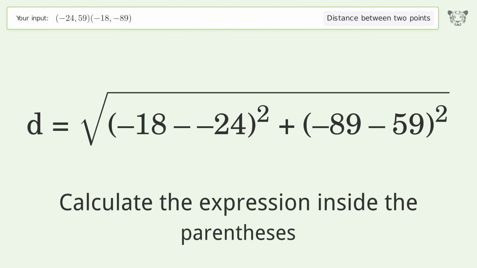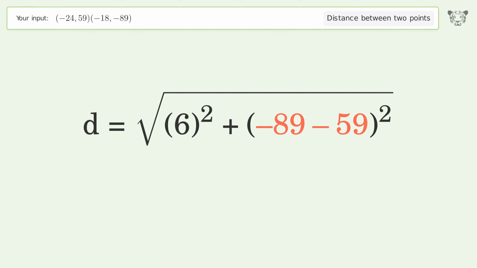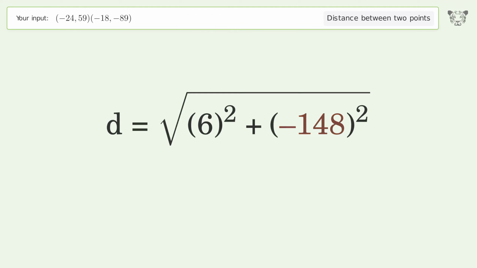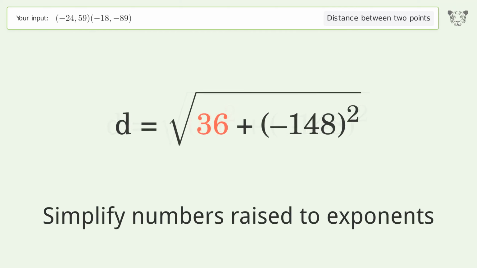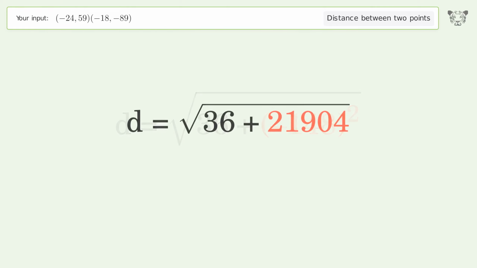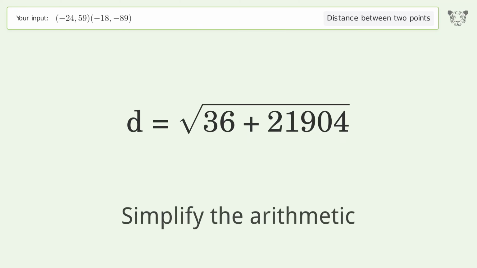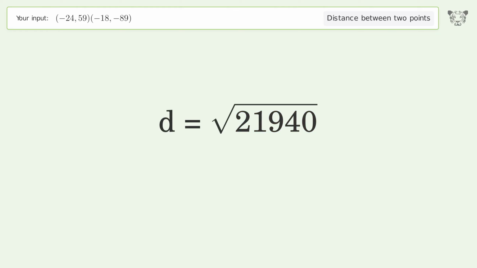Calculate the expression inside the parentheses. Simplify numbers raised to exponents. Simplify the arithmetic. And so the distance between the 2 points is the square root of 21,940, or 148.122.